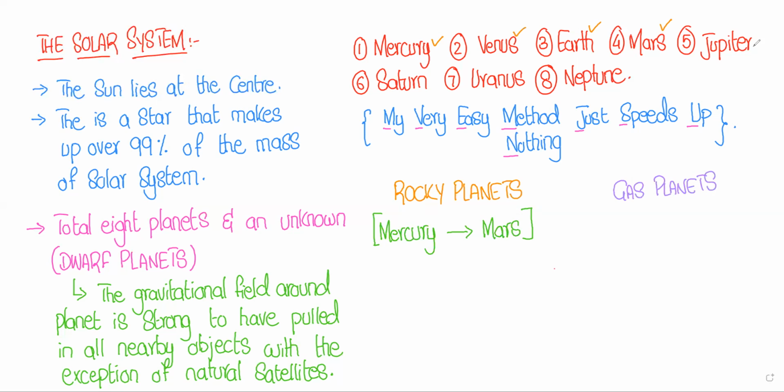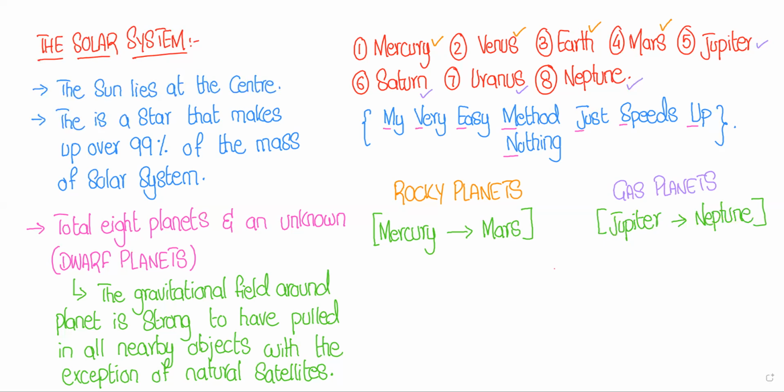So all the others are the gas planets, like Jupiter, Saturn, Uranus, Neptune. So starting from Jupiter, initially we considered the first four planets as rocky or solid planets, and then the other planets are known as the gas planets.